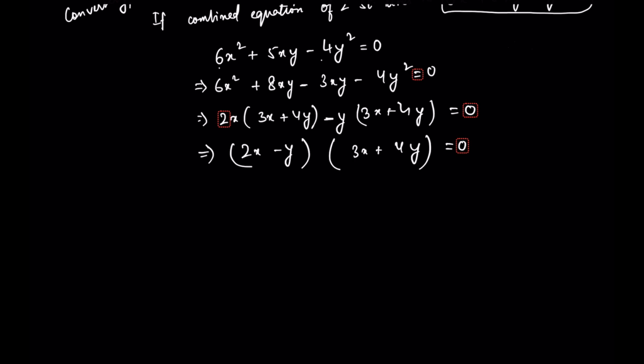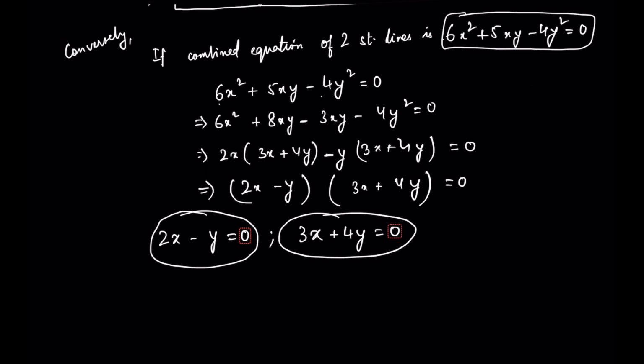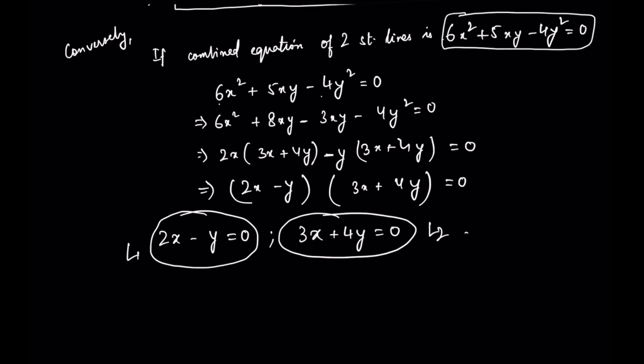So basically, one line is 2x minus y is equal to 0. Another line is 3x plus 4y is equal to 0. So these are the two lines. This is line 1 and this is line 2, whose combined equation is this one: 2x minus y is equal to 0 and 3x plus 4y is equal to 0.